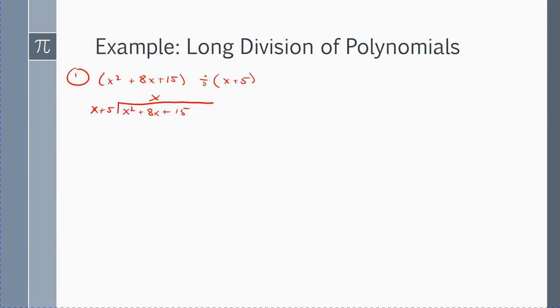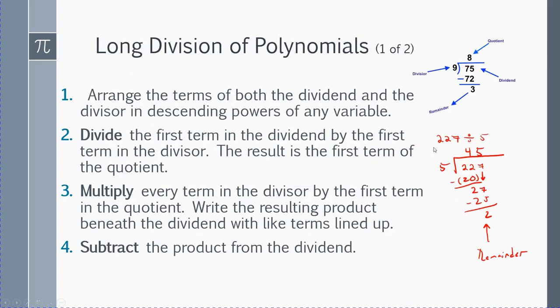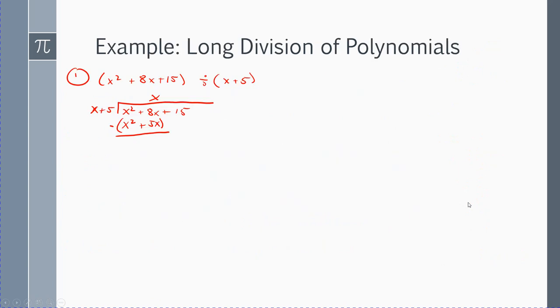So now you're going to multiply. Okay, so you're going to go x times x gets me x squared. And now you're going to go x times 5 gets me 5x. And then what you're going to do is you're going to subtract, just like how you did here. You subtract it away. So look what happens. You get x squared minus x squared, that goes away. And then 8x minus 5x, that just gets me 3x. Now you're going to bring down this plus 15.